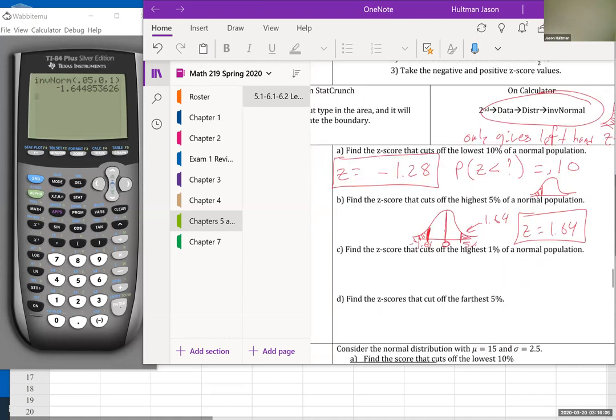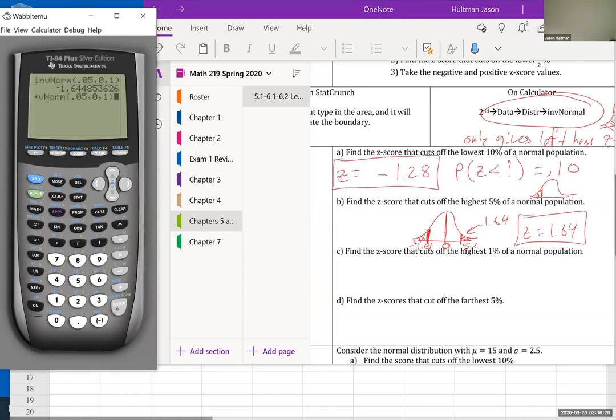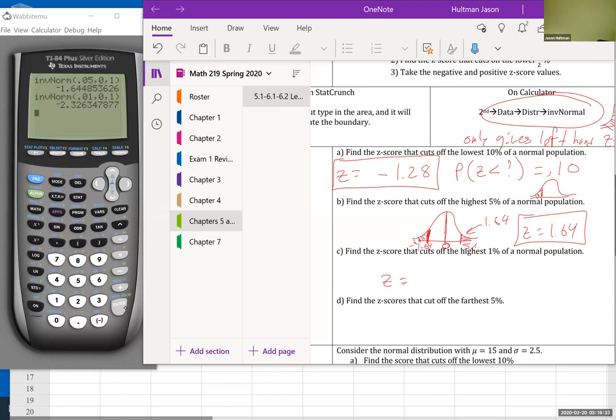Okay. Find a z-score that cuts off the highest 1%. Okay, so that's the same thing we did before, but now it's 0.01. And it's negative 2.32 would be the lowest 1%. So z is equal to positive 2.33. Okay, just that simple.